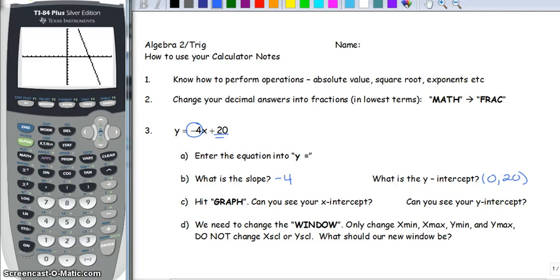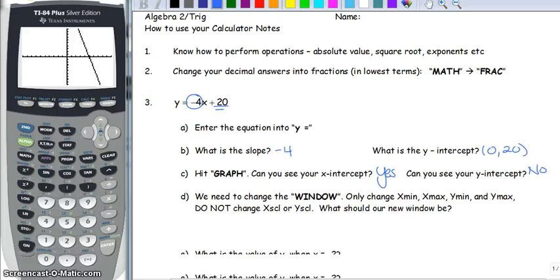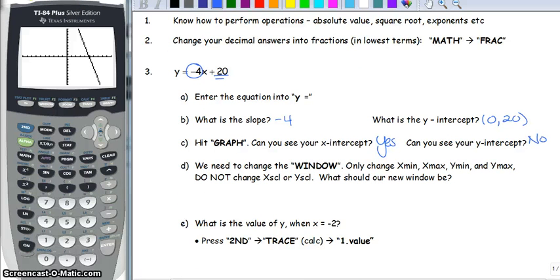And when you hit graph, can you see the x-intercept? Well, yes. Our x-intercept is located right here. Can you see the y-intercept? No. If we look at our graph, we know that our line is leaning this way, so it's going to hit our y-axis way up here. What you want to do is change your window so that you can see the entire line, including the y-intercept.